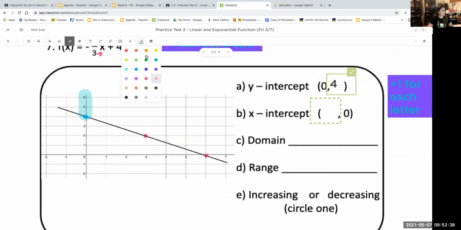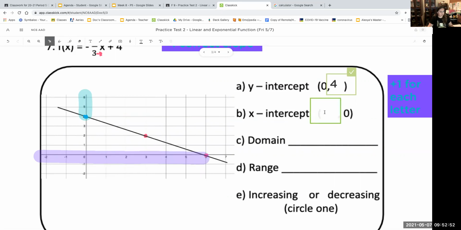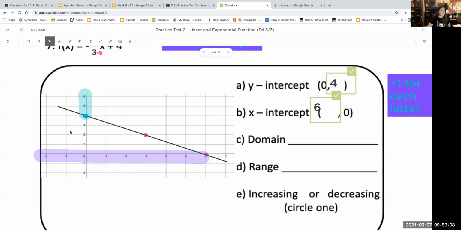Then I do the same thing with my x-axis. I'm going to grab that x-axis, go all the way until I hit that line. I hit it there. What number is that? That's 6. So that's my advice for you guys. If you're having problems with X and Y intercepts, use that highlighter and see where it touches. Do you have to do that? No, it's just if you guys need that help.